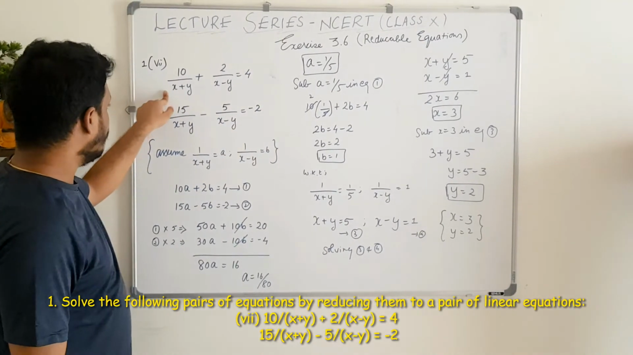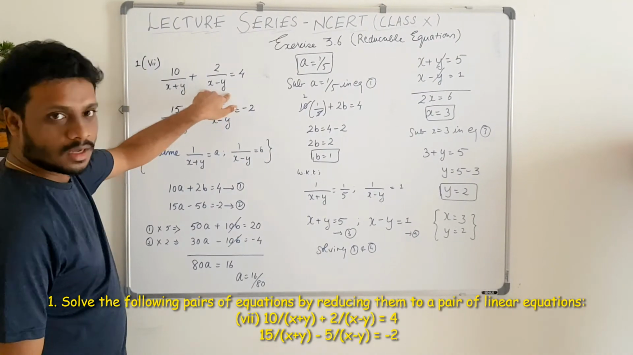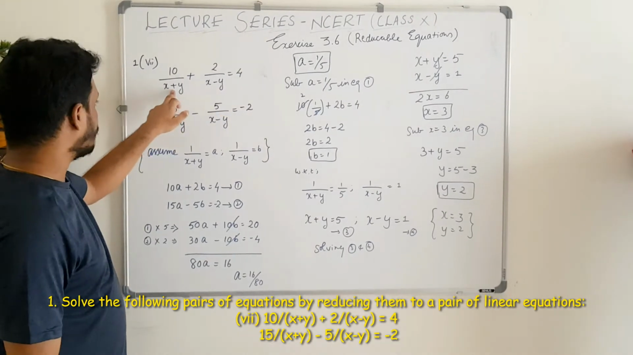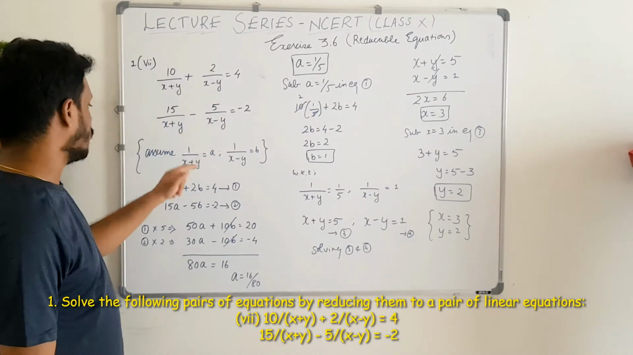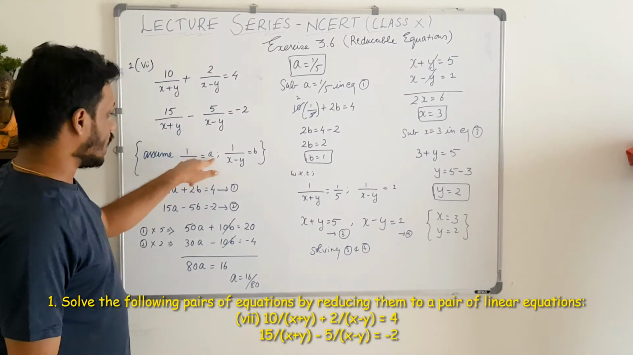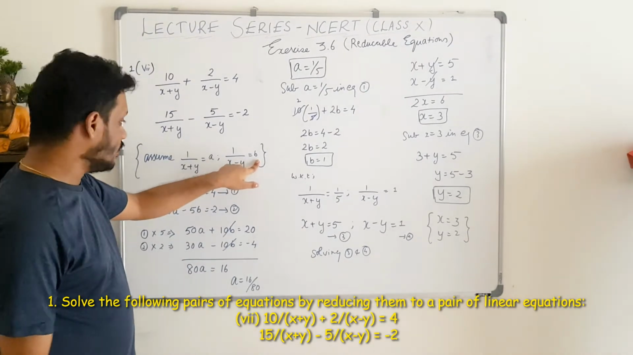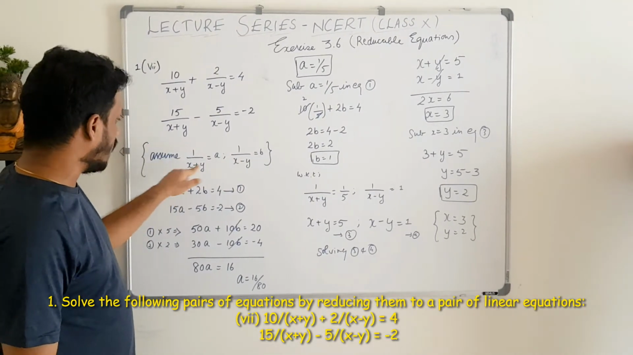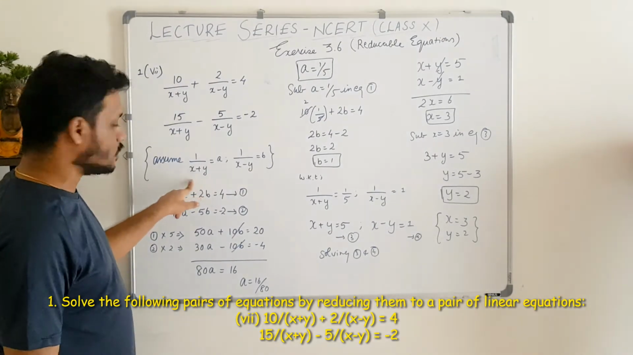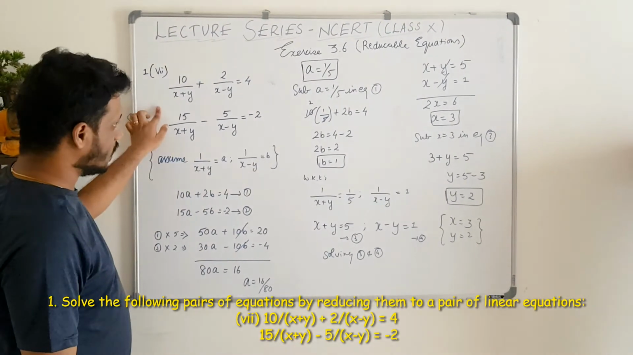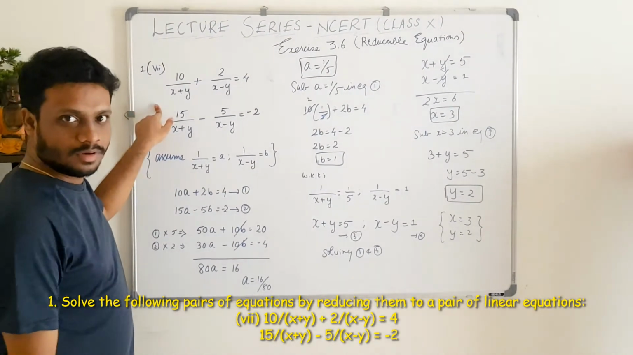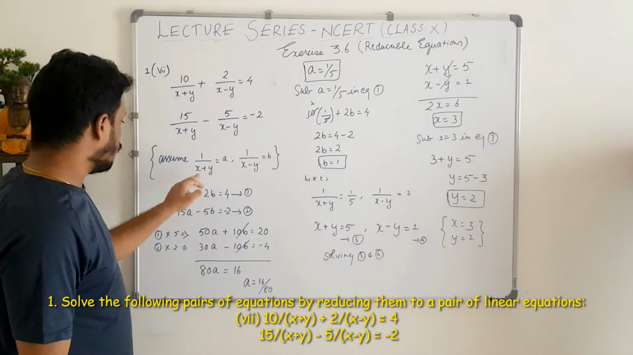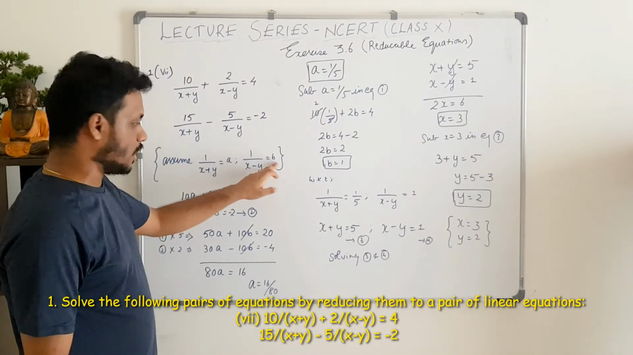So here, if you see, this combination of x and y is there in both the denominators, but with a plus sign and with a minus sign. So what we assume here is we take 1 by x plus y as a and 1 by x minus y as b. In the previous examples we would have taken one variable as the other one, but here we have a combination of x and y. So this is another extra equation that we will get and we will be trying to solve it. So we assume 1 by x plus y as a and 1 by x minus y equal to b.